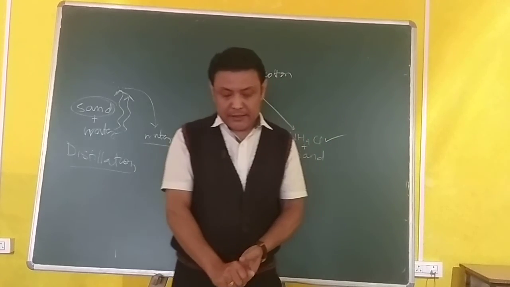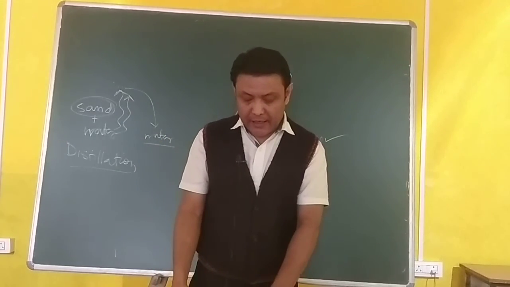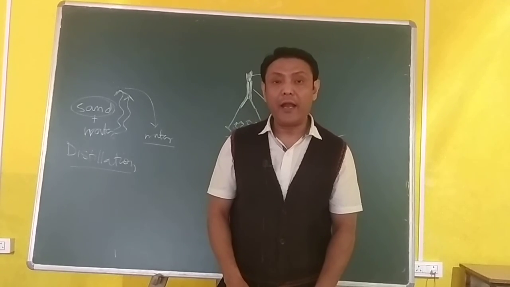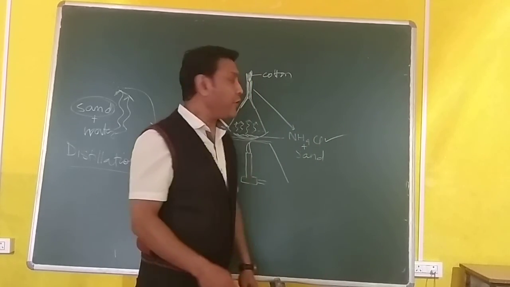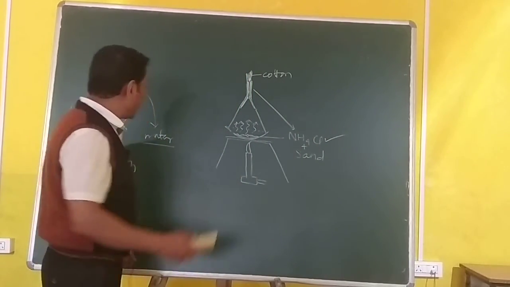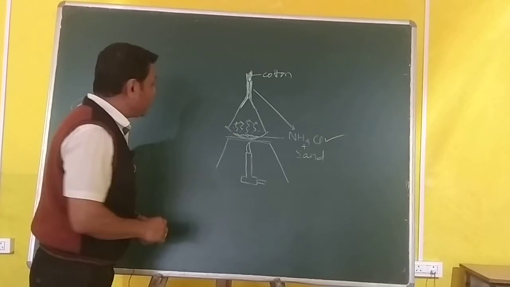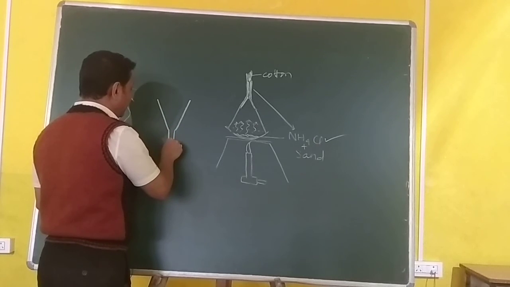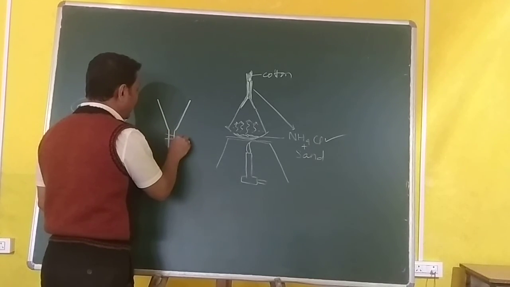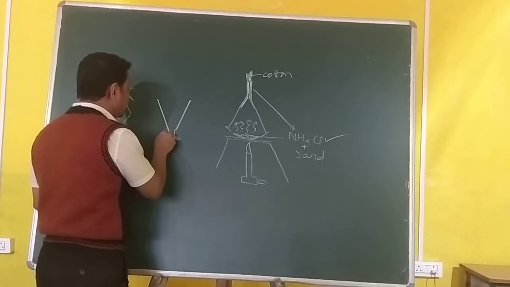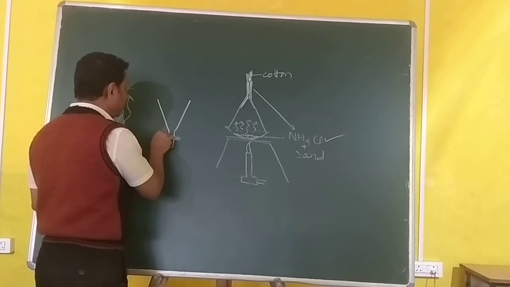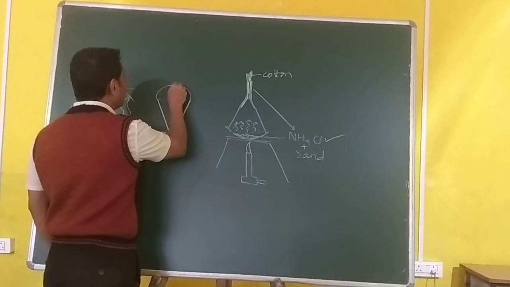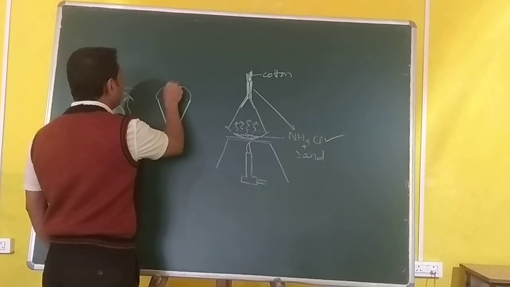Now we come to the last separation, the separation of immiscible liquids like oil and water. We have a separating funnel. A separating funnel looks somewhat like this. Okay? It's just a funnel with a stopper or a tap, whatever you call it. We have a stopper here. And then we have a lid here.